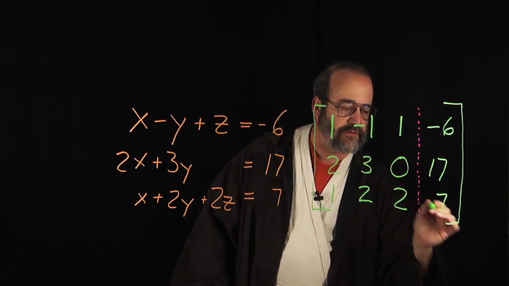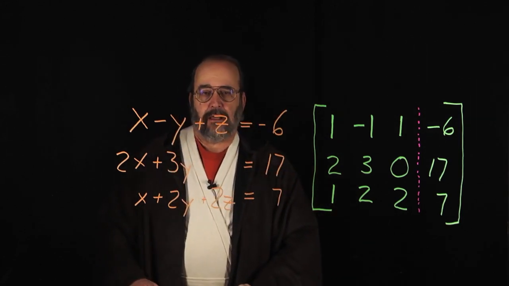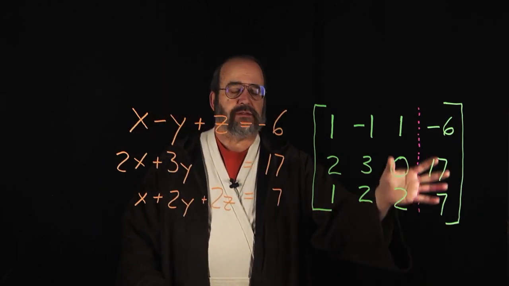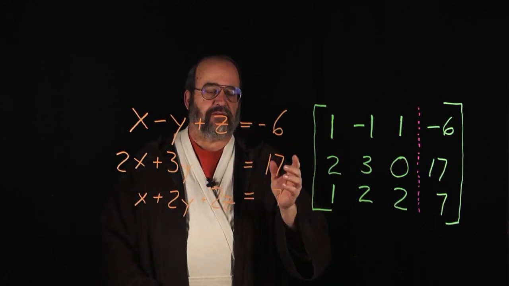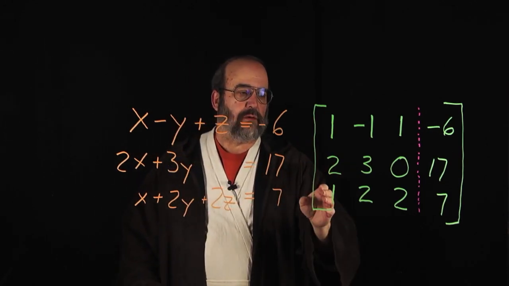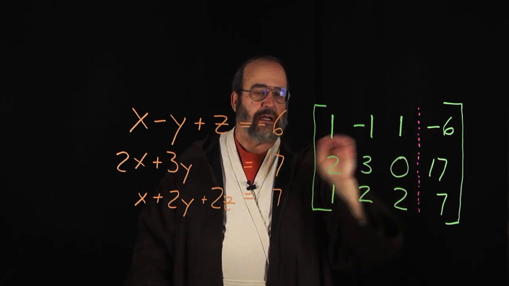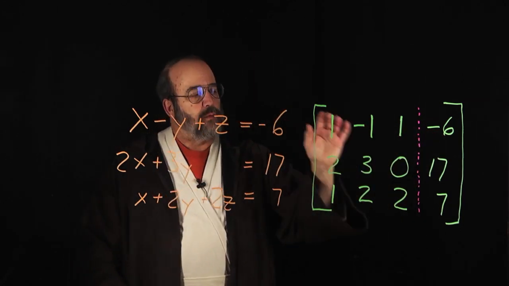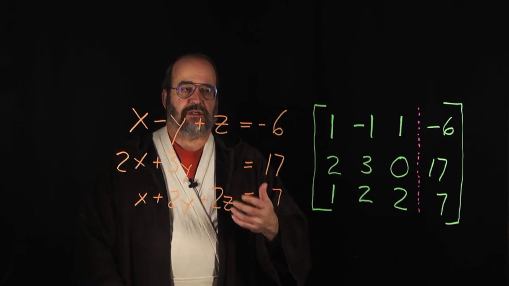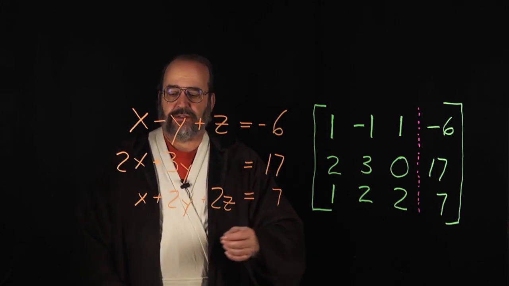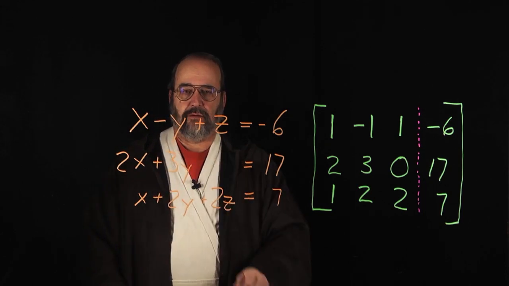Now we can close off the matrix just like that. And what we ended up with is an augmented matrix. That's what it's called. It is a 3 by 4. There are 3 rows and there's 4 columns going across. We're going to use this 3 by 4 matrix to help us solve systems of equations that involve 3 variables.